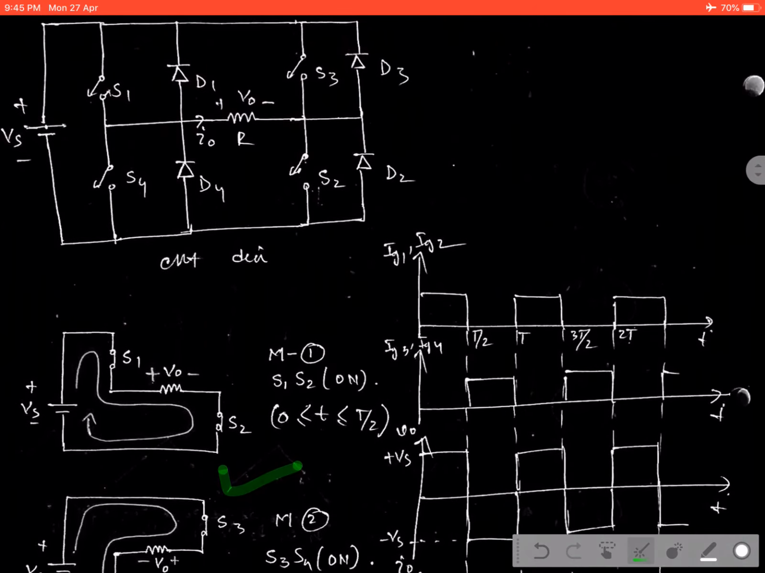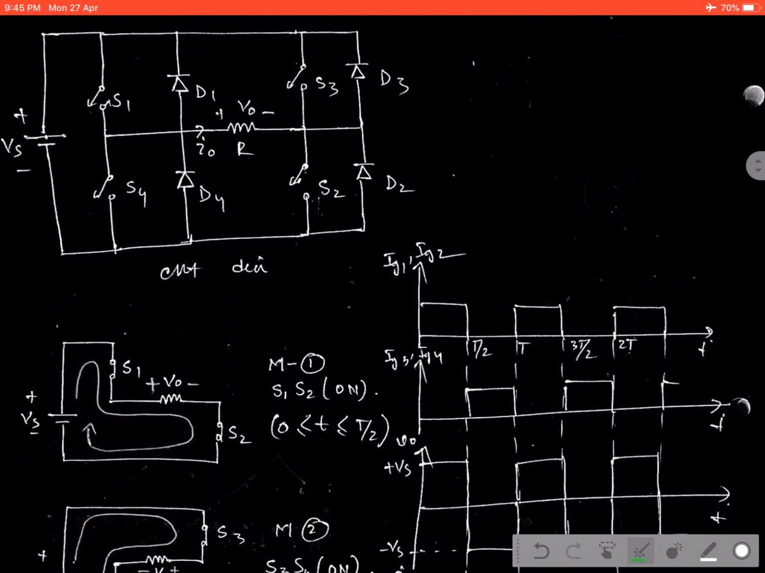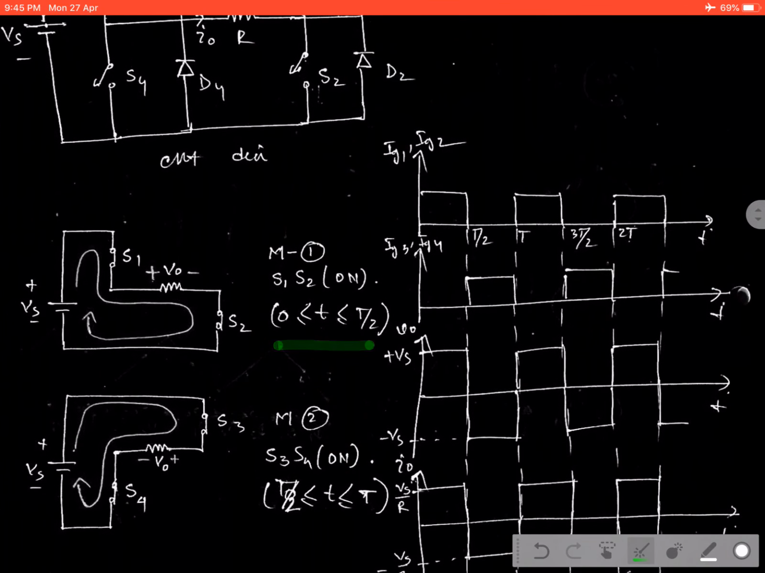So the duration of the conduction we can consider by two halves, 0 to T by 2 and next operation T by 2 to T, as it will provide the periodic signal. That is why we are applying the triggering pulse 0 to T, first for mode operation, that is 0 to T by 2, and for the next mode operation T by 2 to T. In the first mode operation S1 S2 is on, in the next mode operation S3 S4 on, and the equivalent circuit diagram is given over here.